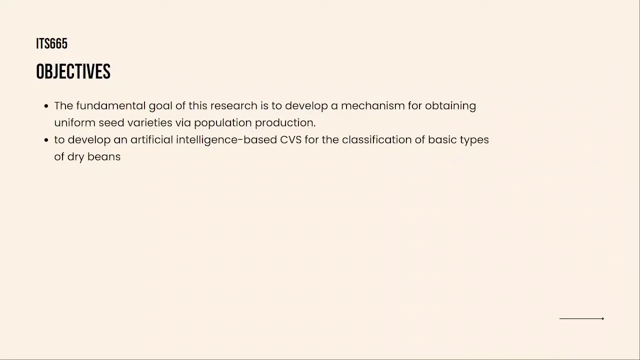Next, we move to the objectives. The fundamental goal of this research is to develop a mechanism for obtaining uniform seed varieties via population production. The second objective is to develop an artificial intelligence-based CVS for the classification of basic types of dry beans.